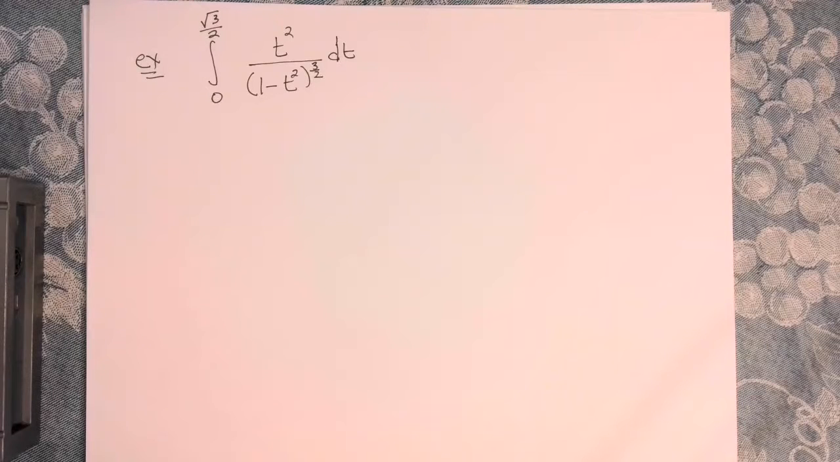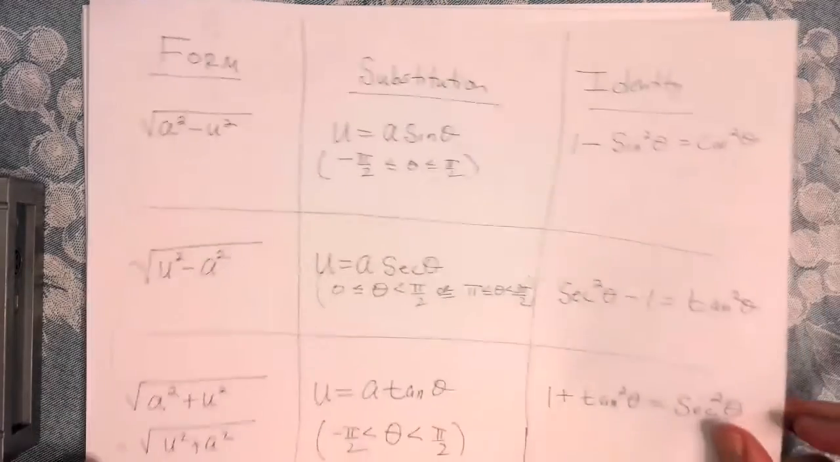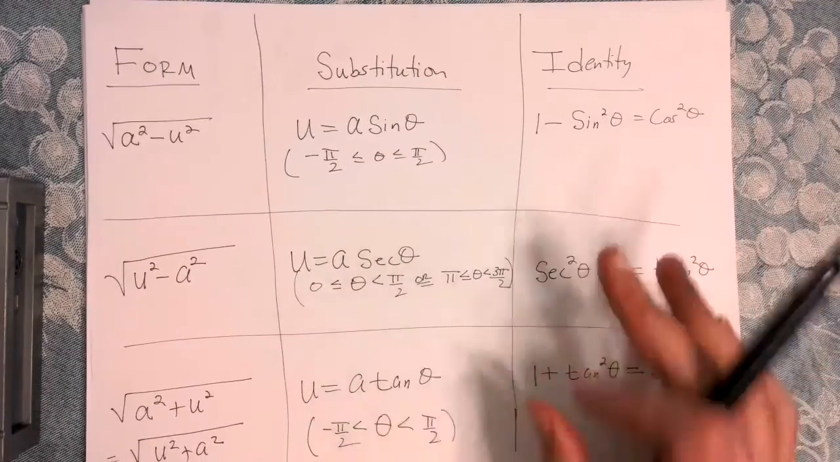So this time, let's solve a definite integral using trig sub. Let's say we've got the integral from 0 to radical 3 over 2 of t squared over the quantity 1 minus t squared to the 3 halves dt. The first thing we need to do is figure out which substitution is appropriate. So let's take a look quickly at our forms, the substitutions, and the corresponding identities.